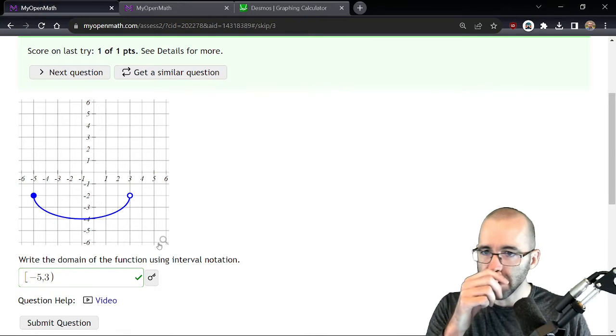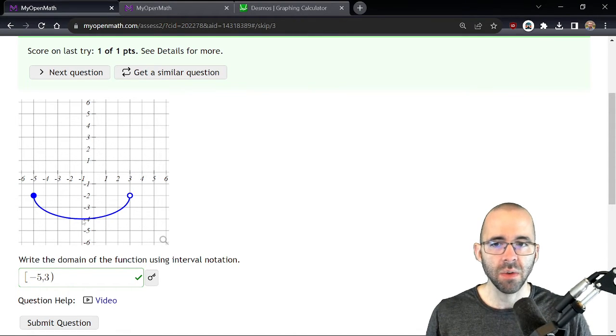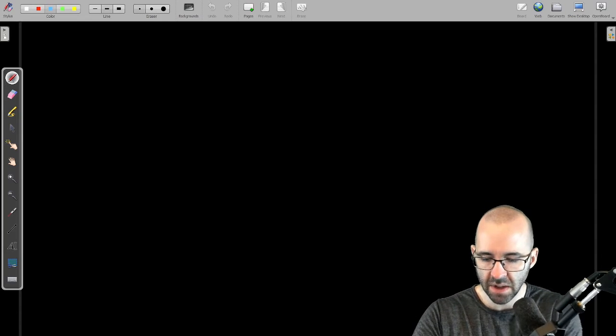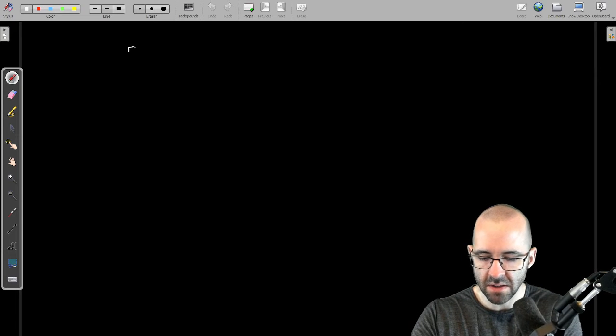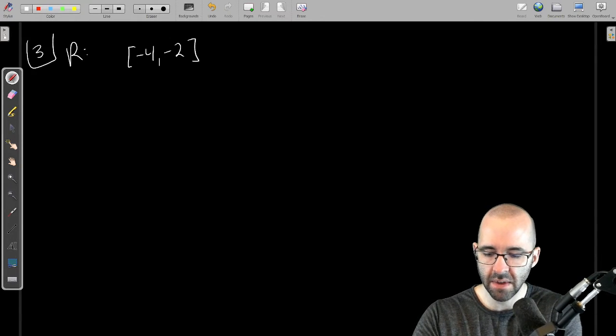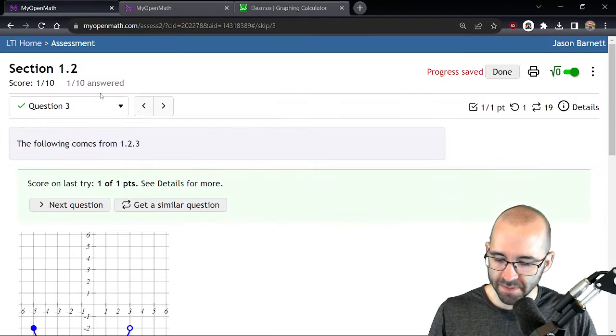And if we did range, it'd be something similar. We'd say, what's the smallest y value? Well, the smallest y value is a y value of about -4. And what's the biggest y value? Well, there's a y value of -2 here. It doesn't matter that there's a circle here, because there's still the y value that's attained here. So if we did want to write the range on this problem, then we'd say the range was -4 up to -2 inclusive. All right. And that's that problem.